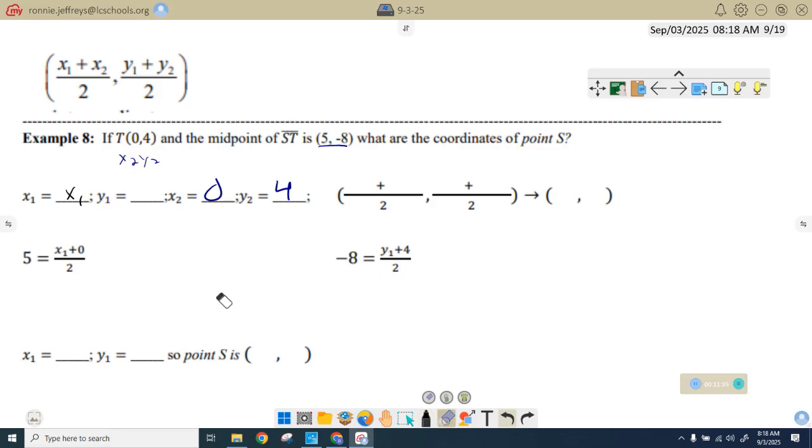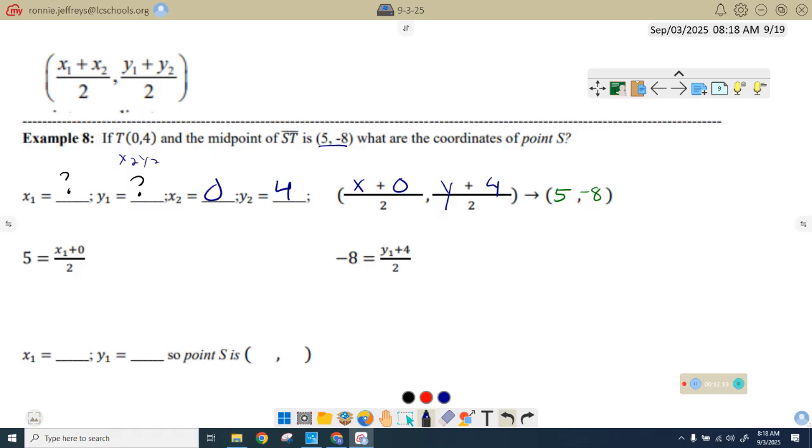All right, we don't know these. We don't know. All right. We do know this is 5, negative 8. Okay. This is x plus 0. Yep. And this is y plus 4. All right. Should have been kind of obvious because I have those set up for you.